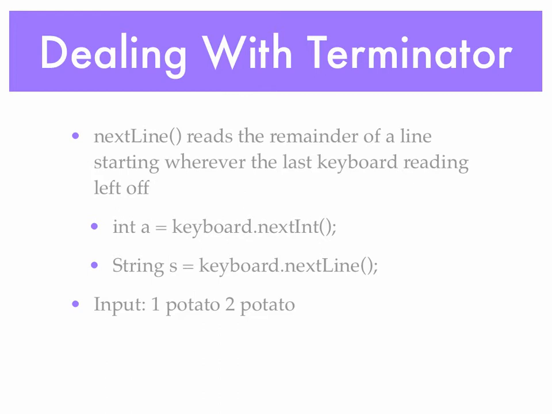Now the two lines int A equals keyboard.nextInt will execute, and then string S equals keyboard.nextLine will execute. If my input is 1 potato, 2 potato, what will be saved into A will be 1. That's what's returned when I call nextInt. What will be saved into S will be potato, 2 potato. That's the rest of what's on that line. Okay.